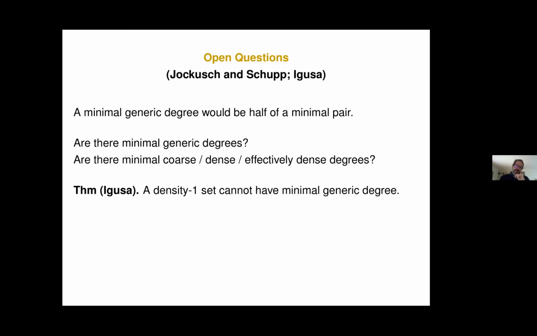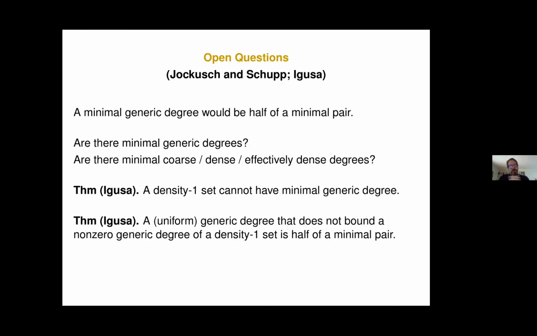In fact, Igusa noticed very early on that understanding density 1 sets seems to be important to understanding the theory of the generic degree. So this is in a couple of papers of his, and then there's a paper of Cholak and Igusa as well that continues that work. In particular, he showed that, and this result he proved only for the uniform version of generic reducibility, but forget that for a second: a generic degree that doesn't bound a non-zero generic degree of a density 1 set has to be half a minimal pair. So if you don't have any non-trivial density 1 sets below you, then you're half a minimal pair. So that was a way of trying to get a minimal pair.